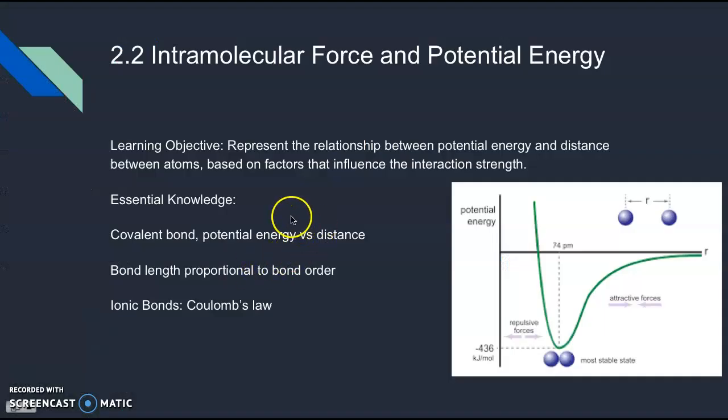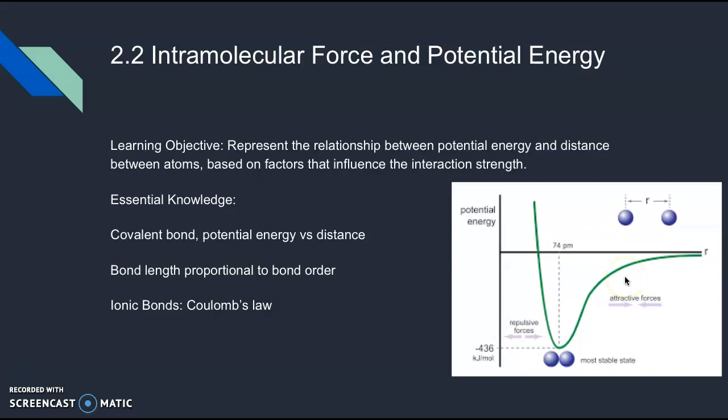So the essential knowledge is a covalent bond, and you want to be able to compare potential energy versus distance. And this is a graph of that right here. You have potential energy on the y-axis, and on the x-axis you have the distance between the atoms. Starting off, when they're very far apart, there's no forces between the two atoms. But if they get close enough together, then they can start to attract each other.